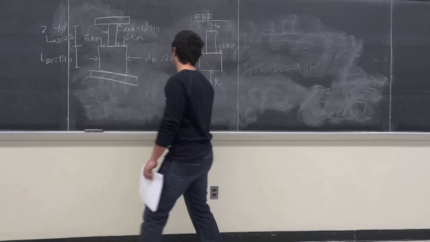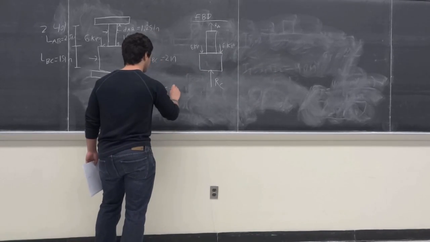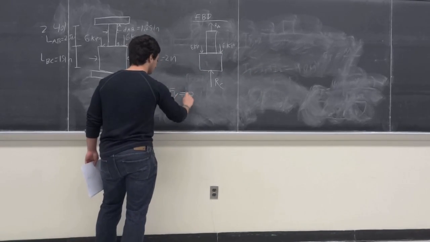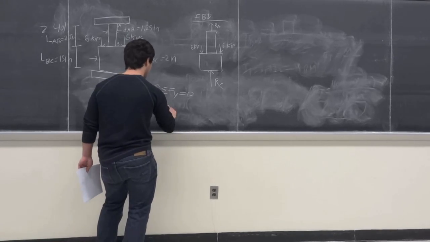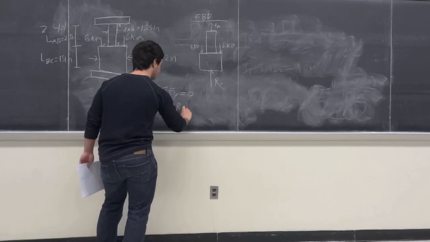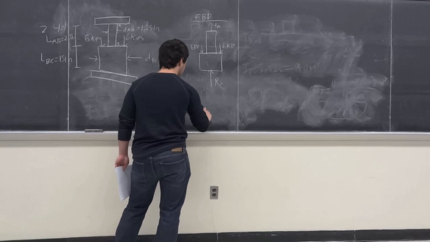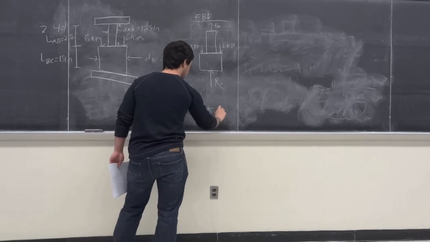So let's sum the forces. You're going to notice this is statically indeterminate. So if we sum the forces in the y direction, what do we get? We got RC plus RA is equal to 12. And this is kips.